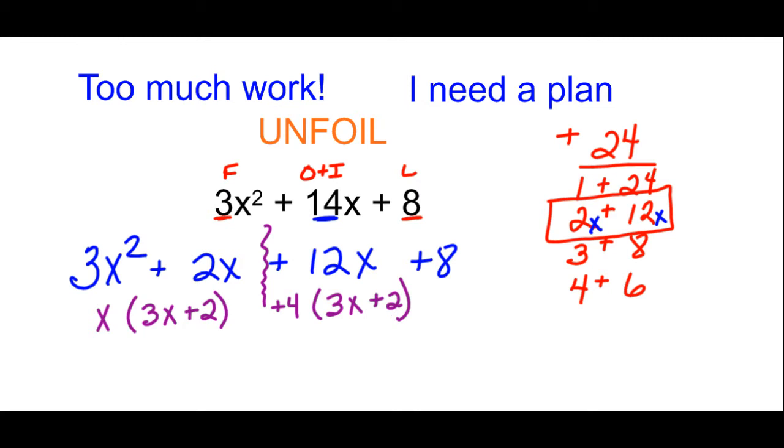If you have done this method right, what's inside these parentheses will be the same. So I write that down, 3x plus 2, and then I put what's left over, an x here and a plus 4 here in the second binomial. All right, if you were to use FOIL here and check that out, you would get that.